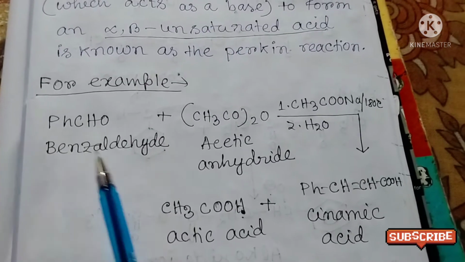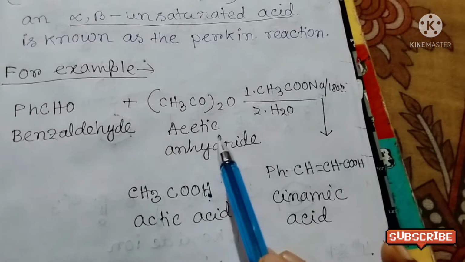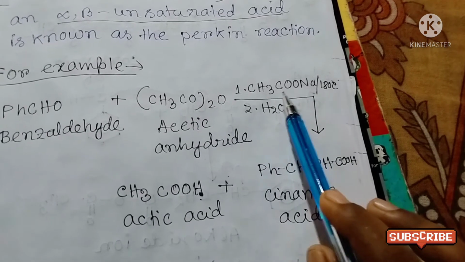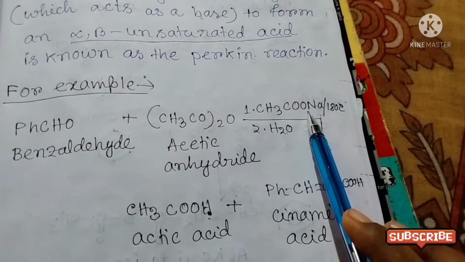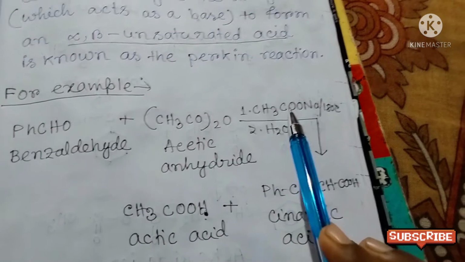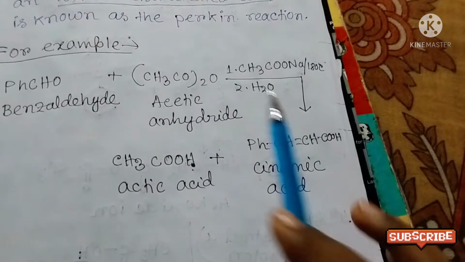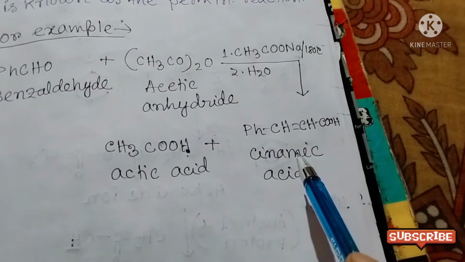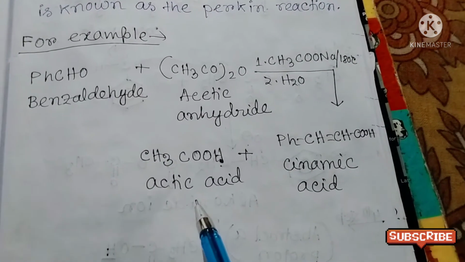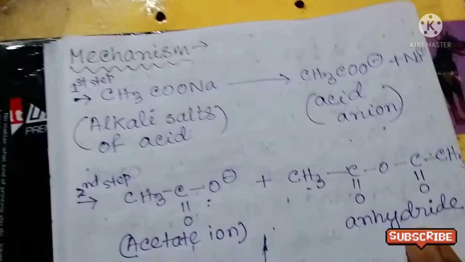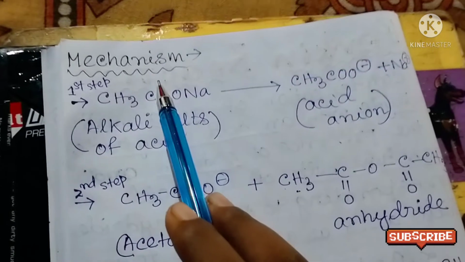Here we take benzaldehyde, which is the aromatic aldehyde, and acetic anhydride. In presence of this base, which is CH3COONa, the sodium salt corresponding to this acetic anhydride, and in the presence of water we get cinnamic acid and acetic acid. This reaction is known as Perkin reaction. Now let's see the mechanism of this reaction. The mechanism of Perkin reaction.